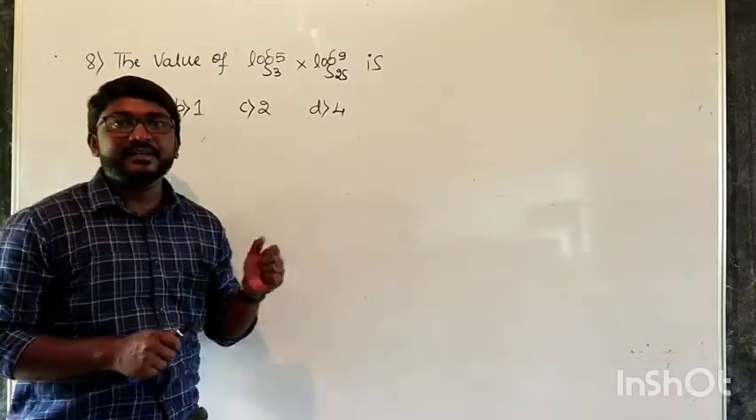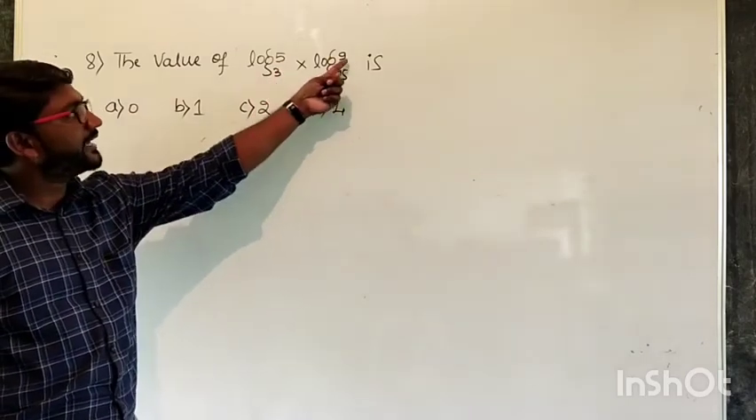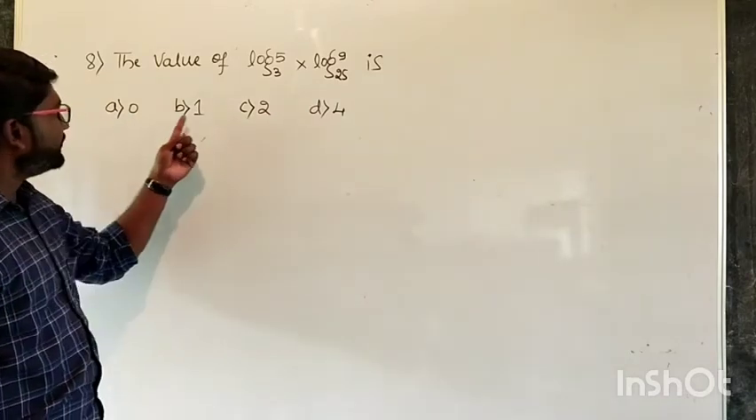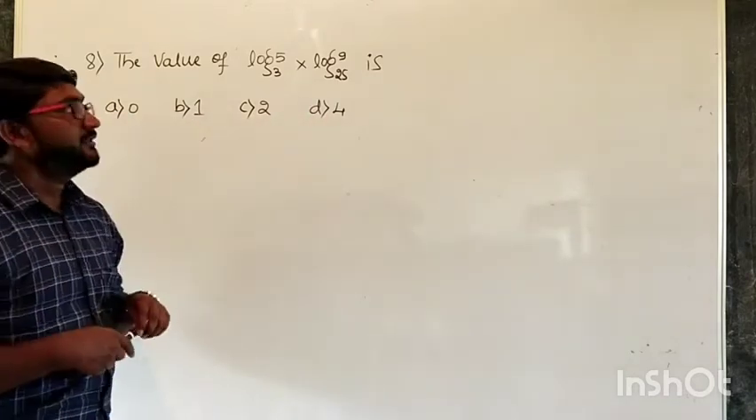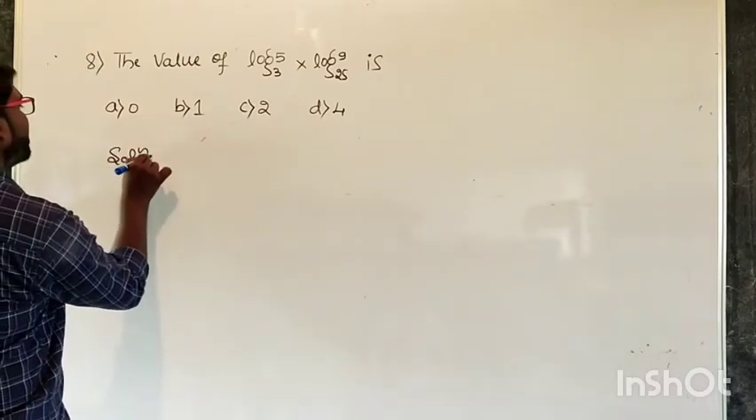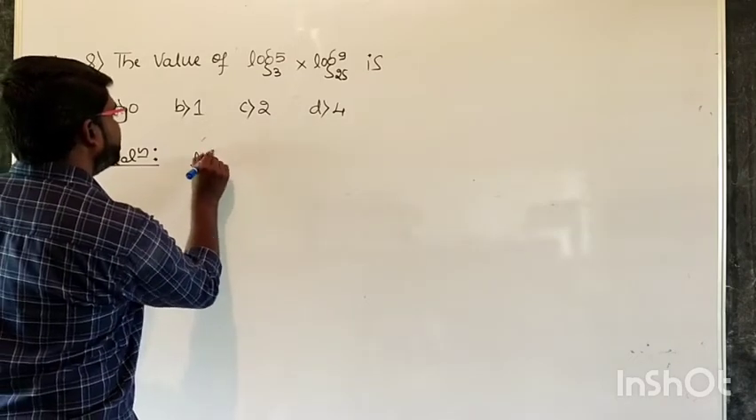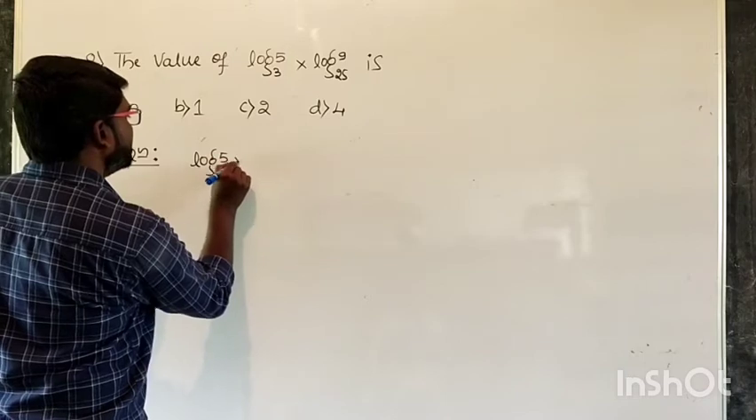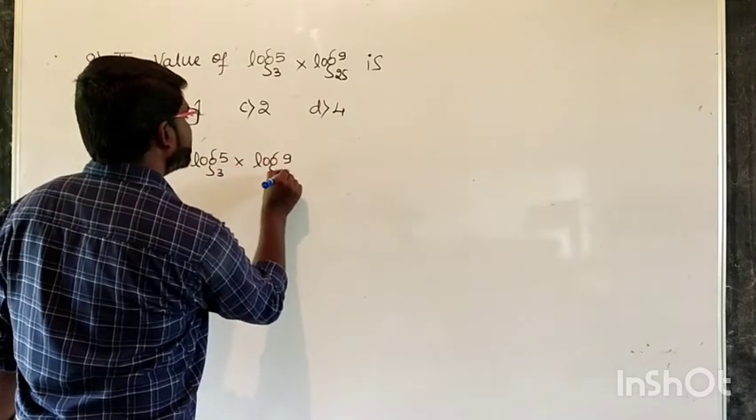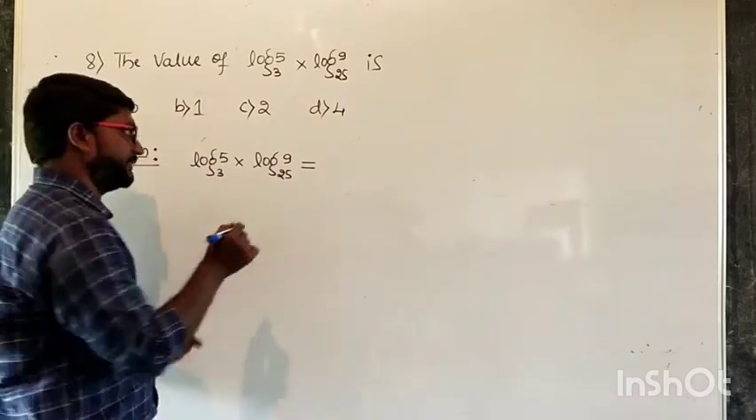Well, the next question: the value of log 5 to the base 3 into log 9 to the base 25 is, and the four options are 0, 1, 2, 4. So let us solve this. Log 5 to the base 3 into log 9 to the base 25, I write this as it is now.